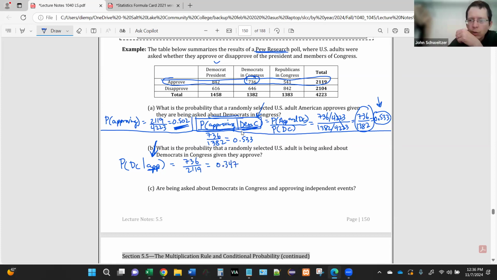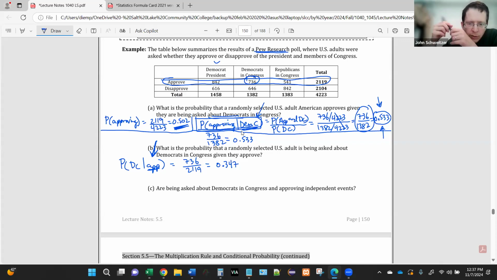35%. So it's different, right? It's definitely a different probability, because the order when it comes to conditional probabilities is quite important. It can change things dramatically sometimes. So then we can answer another question.